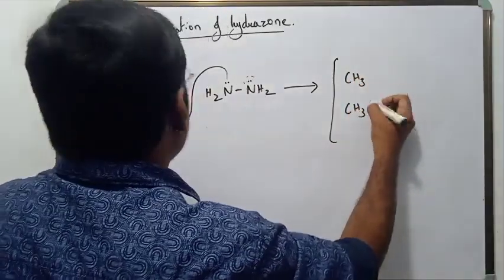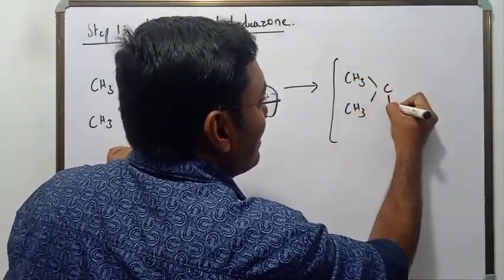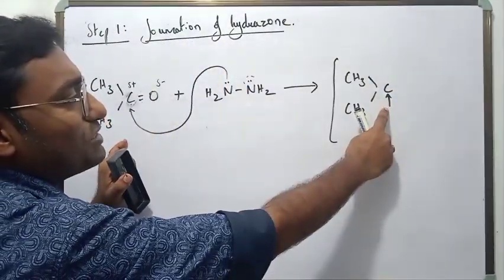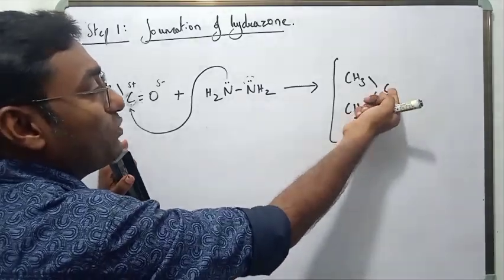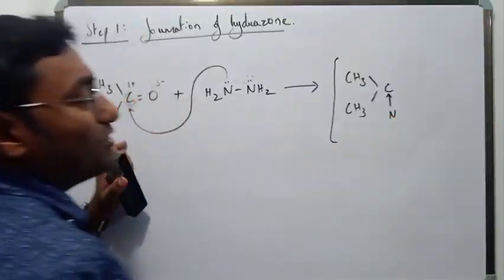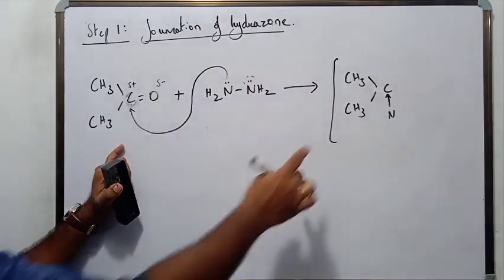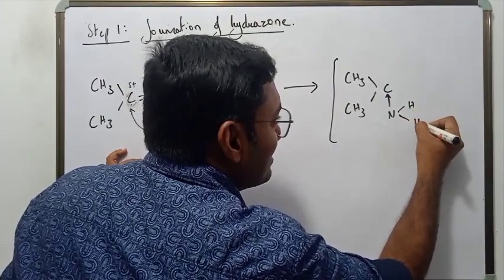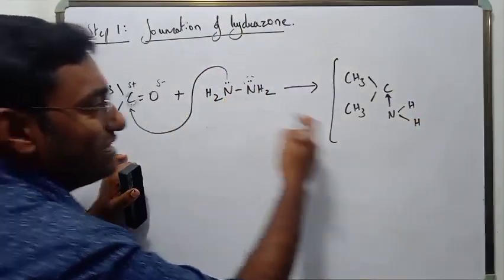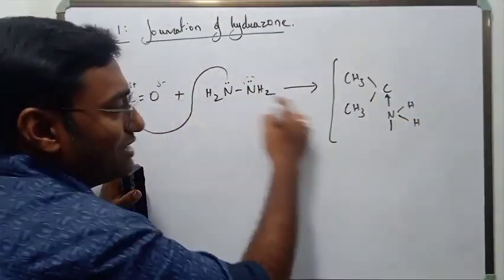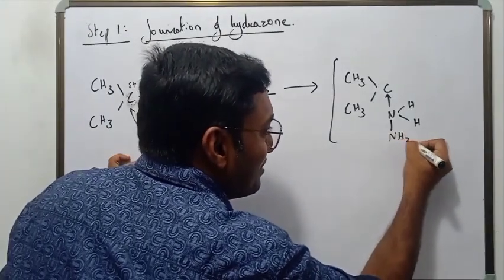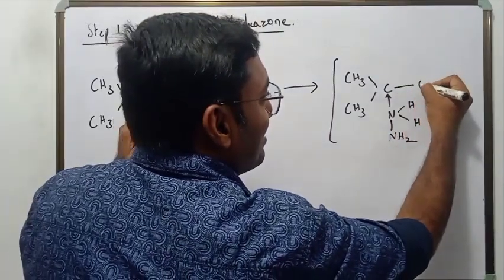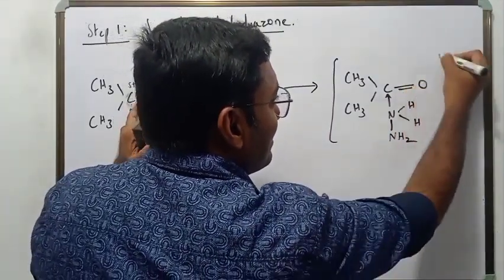The structure that we get is something like this. I am putting this arrow because a pair of electrons is getting donated by nitrogen, so it is a coordinate covalent bond. These are the 2 hydrogens of this nitrogen, and it is connected to NH2 here. Yes, this would be the structure.